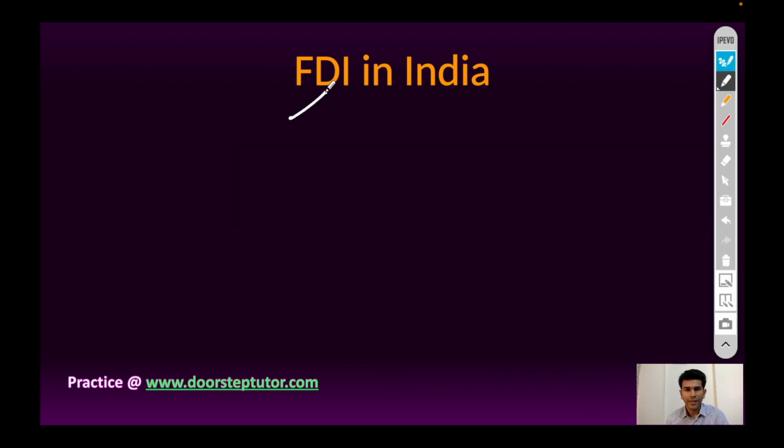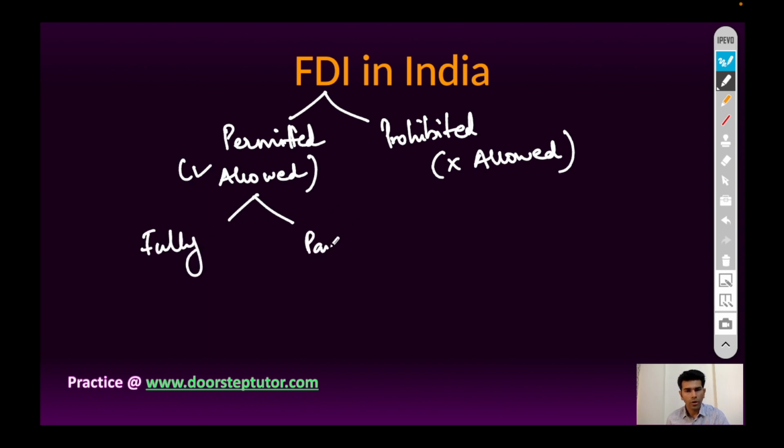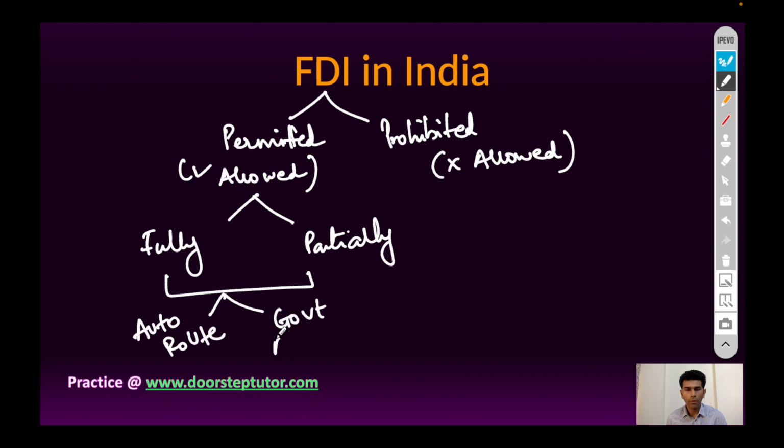Some of the sectors in FDI are permitted and some are prohibited. Prohibited means not allowed at all. Those which are permitted can be fully allowed or partially allowed, meaning restricted areas, and both are by way of automatic route and by way of government approval route.